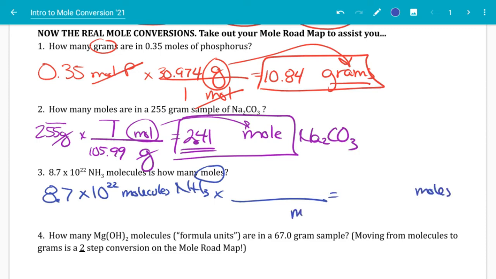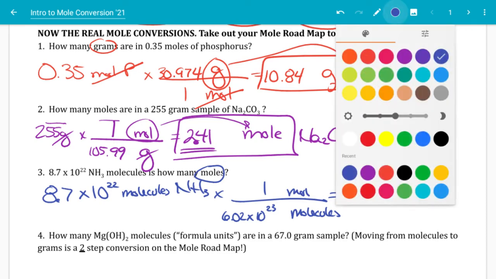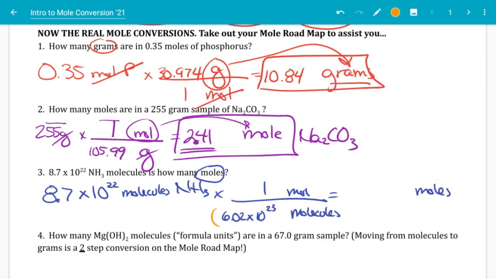So I know that molecules is going to be on the bottom, and moles is going to be on the top. For this conversion factor, it's always 1 mole. It's never any other number than 1. But for molecules, that's Avogadro's number. So that's 6.02 times 10 to the 23rd. So now to multiply, this is a place where people are going to make a mistake. So let me make it stand out. You must put that in parentheses, or you will get the wrong answer.